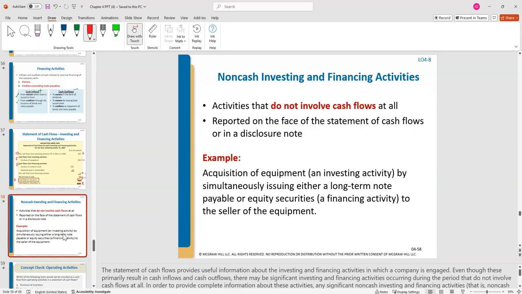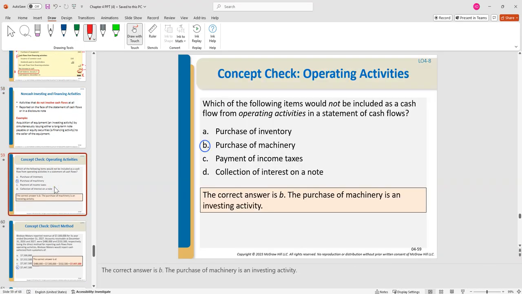You can look at this kind of non-cash investing and financing activities on there. They give us some MCQs here. Which of the following items would not be included as cash flow from operating activities in a statement of cash flows?